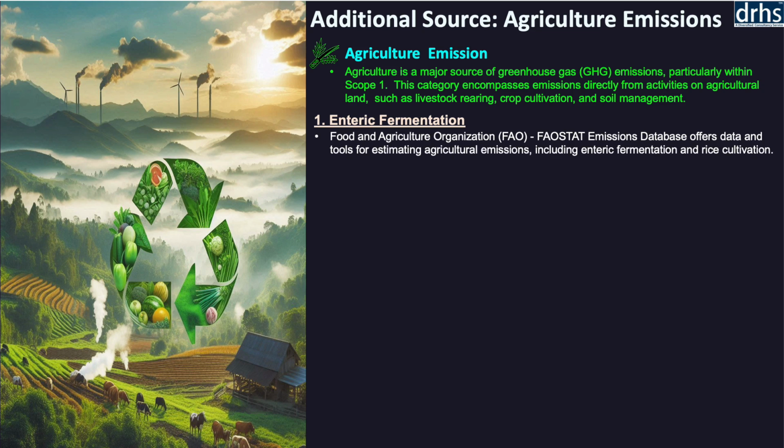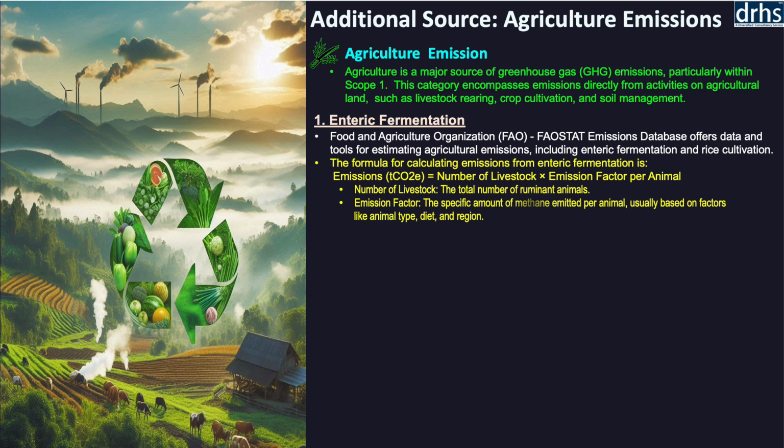The Food and Agriculture Organization Emissions Database offers data and tools for estimating agriculture emissions, including enteric fermentation and rice cultivation. The formula for calculating emissions from enteric fermentation is based on the number of livestock multiplied by the emission factor per animal. The second is related to manure management.